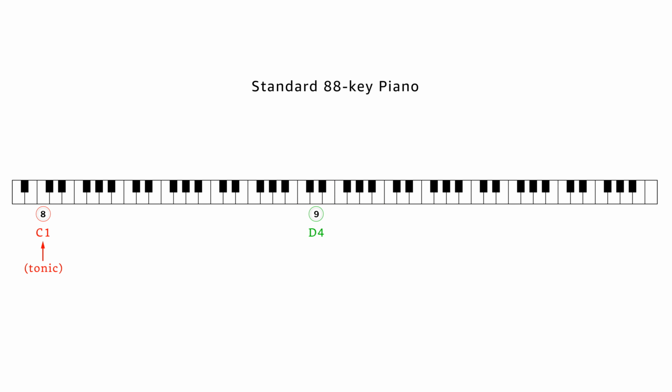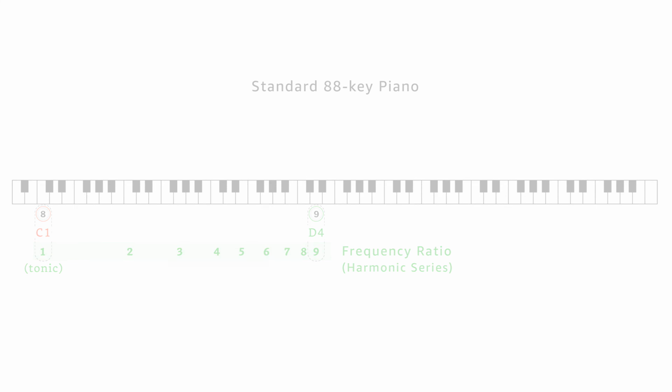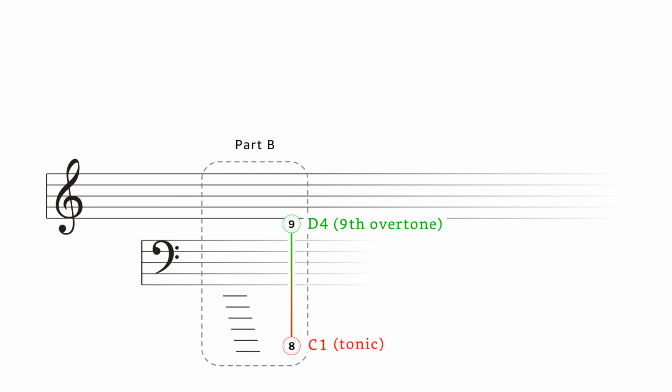This interval belongs to a harmonic series. A harmonic series is the sequential sounds, in which the frequency of each sound is an integer multiple of the lowest frequency, which is the tonic. In this figure, C1 is the tonic. The interval from C1 to D4 is the 9th overtone, as illustrated. At the end of Part B, point 9 as the 9th overtone is connected to point 8 as illustrated.